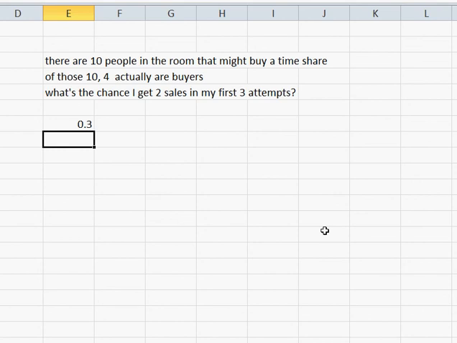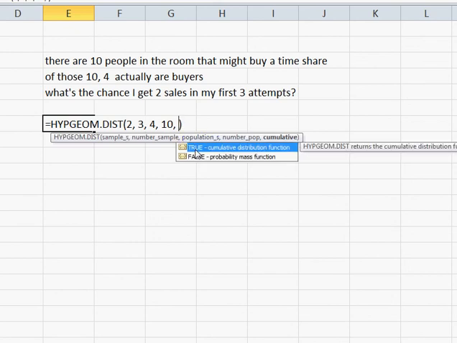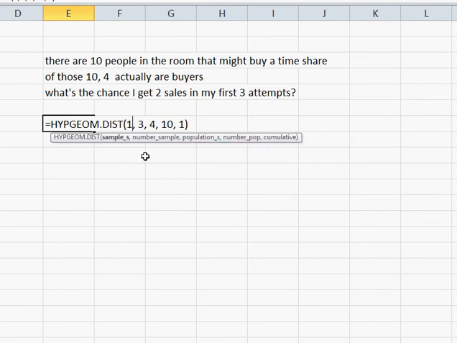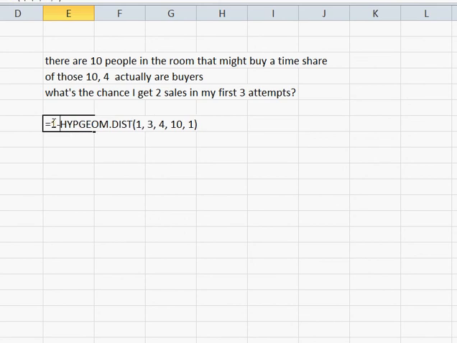But maybe we want to know 2 or more sales. That's probably a more reasonable thing to do. So if we're doing 2 or more, if I put a 1 here, this is now 2 or less. So the opposite of 2 or more is 1 or less. I'm going to do 1 minus. So it's a 1/3 chance. That is using the hypergeometric function in Excel.